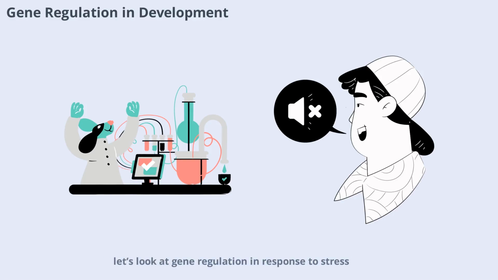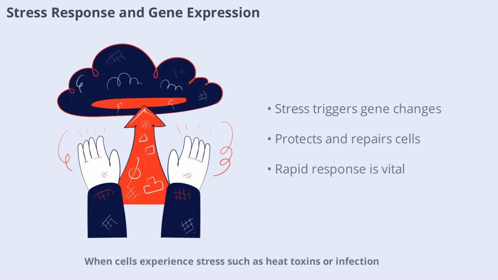Next, let's look at gene regulation in response to stress. When cells experience stress such as heat, toxins, or infection, they rapidly adjust gene expression to cope. Stress-responsive genes may help repair damage, protect against harm, or trigger cell death if needed. This quick response is vital for survival. Cells use signaling pathways to sense stress and activate the right genes.